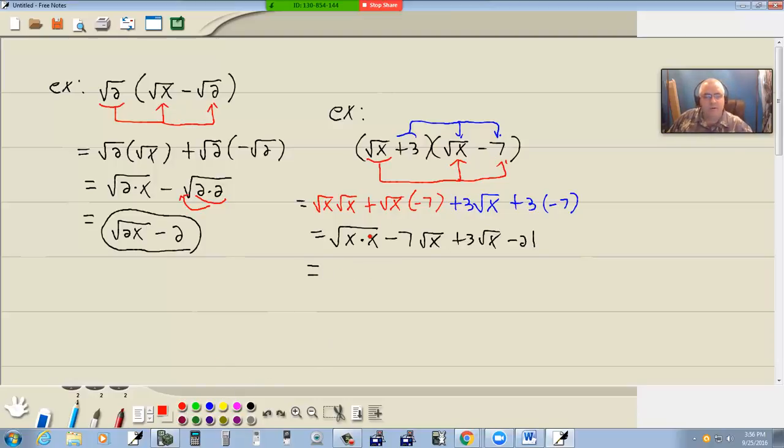Now remember, for a radical, we want to simplify it. This is a square root. My index is 2, so we're looking for a pair of somethings. Here's a pair of x's. They're going to come out as a single x.